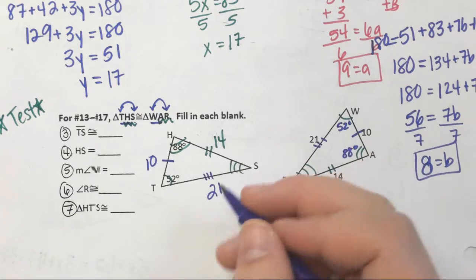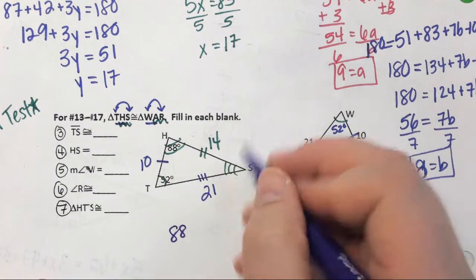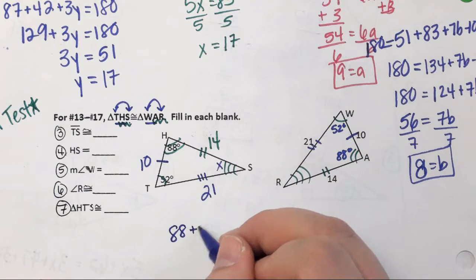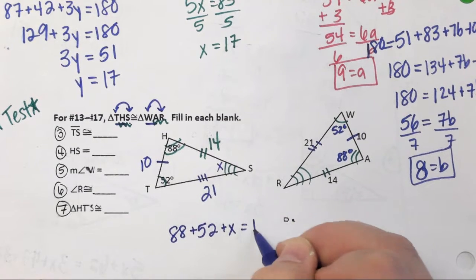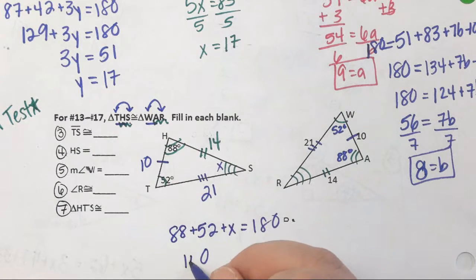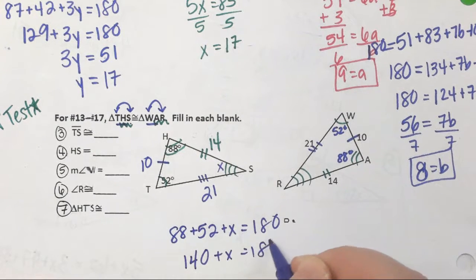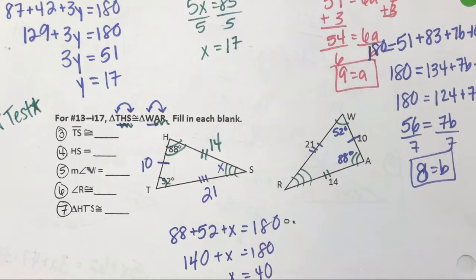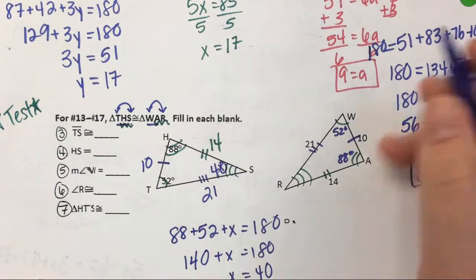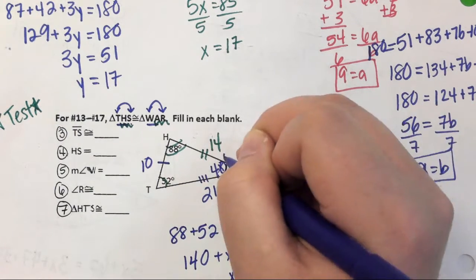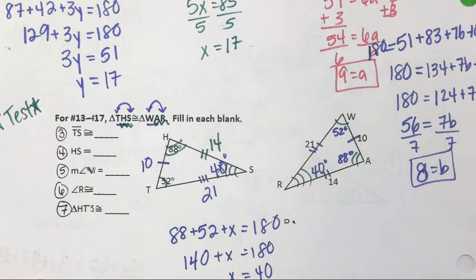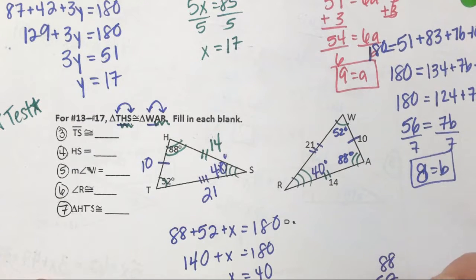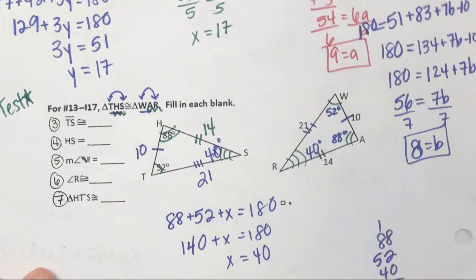I agree. So let's solve for angle S. So 88, I'm going to put an X there for now. 88 plus 52 plus X equals 180. Thank you, dear. 140. X equals 40. There's 180. So I got 40. Which means this angle has to be 40. And then it'd be smart for me to check 88, 52, 40, 10, 1, 180. Perfect. I know I'm right.